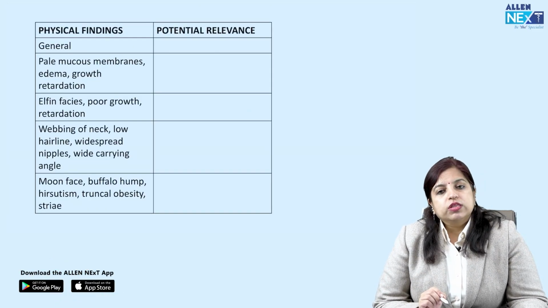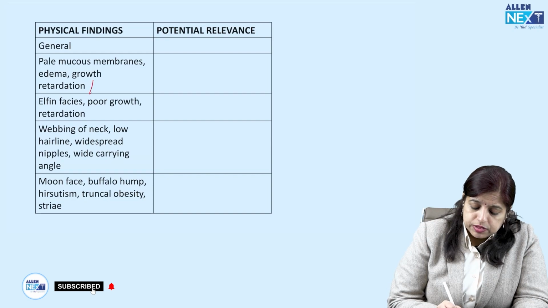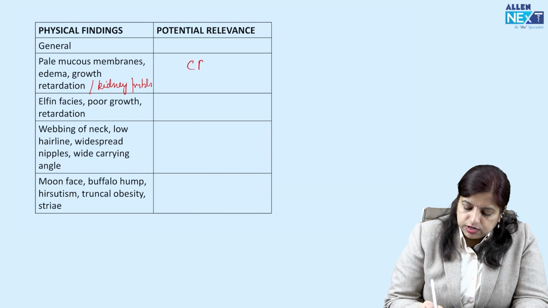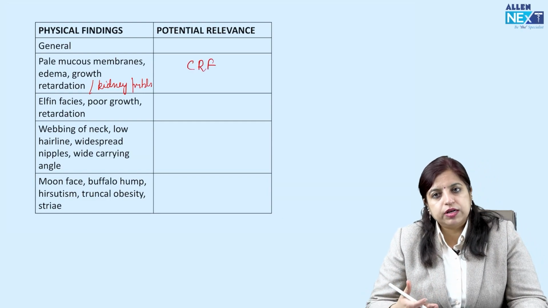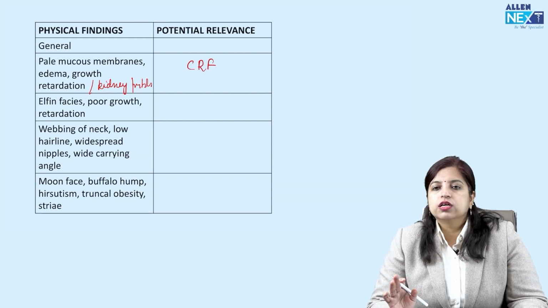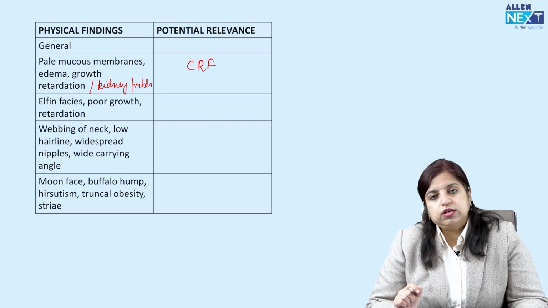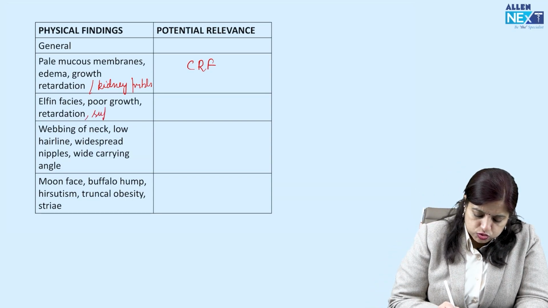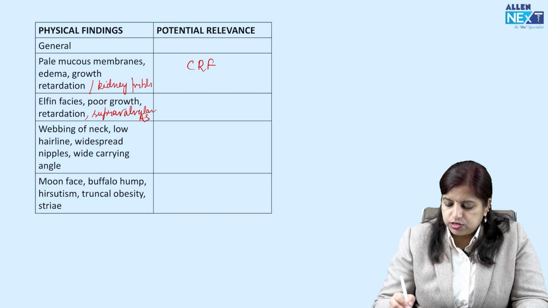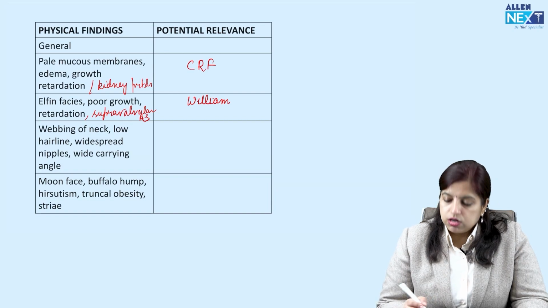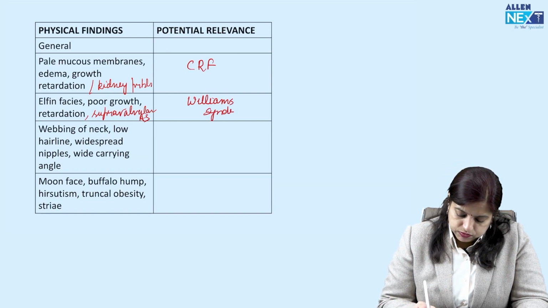A child comes to you with pale mucous membranes, edema, growth retardation, and has some kidney problems also. So most likely we are dealing with CRF, and of course hypertension is accompanying each one of them. So this is most likely chronic renal failure. Then you have a child presenting with elephant facies, growth retardation, and supravalvular AS. Anything comes to your mind? Of course, you've guessed it right. This is Williams syndrome. Please remember, along with your hypertension also.